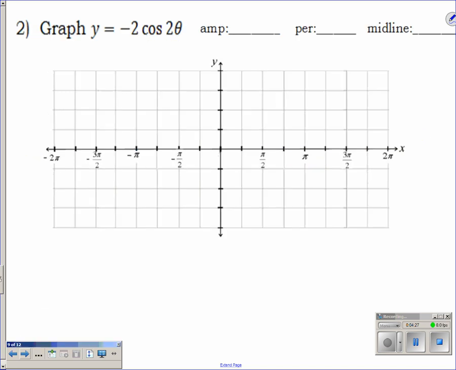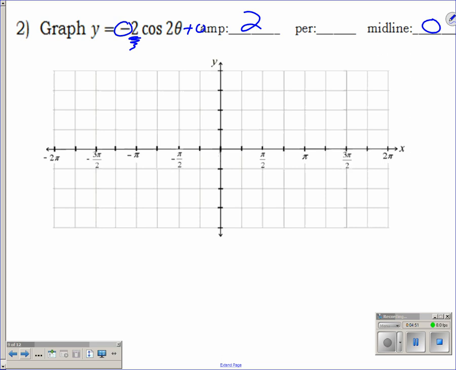Now here we've got a negative, so that negative is going to be important here in a second. We've got negative 2 cosine 2 theta. Alright, let's identify our 3 numbers. Again, the amp is just the number in front of the cosine or sine value. In this case, it's just 2. Our midline is not being shifted up any value, so it's just going to be 0.